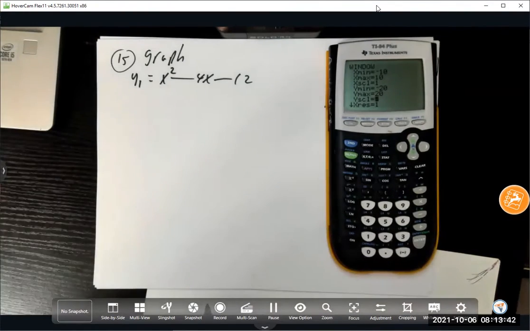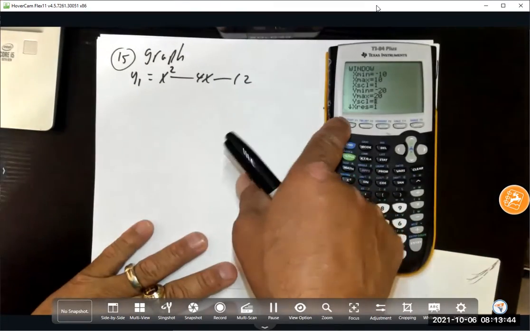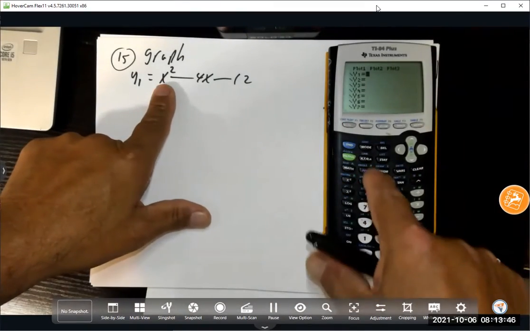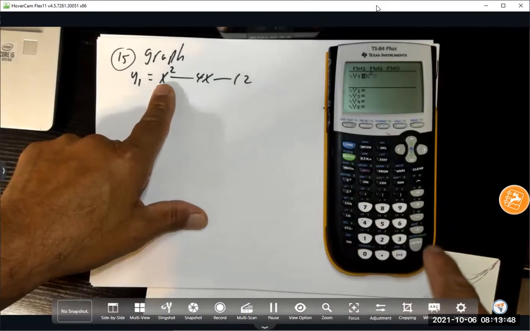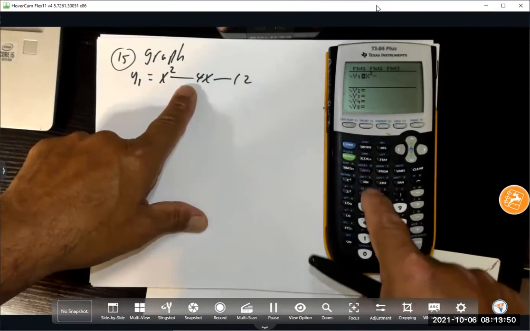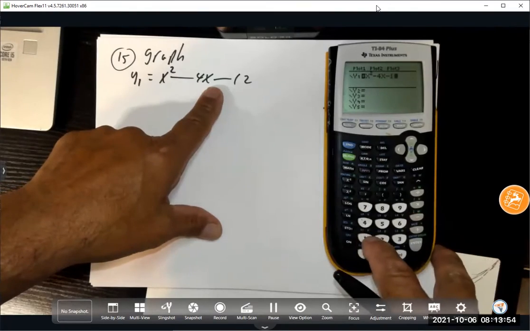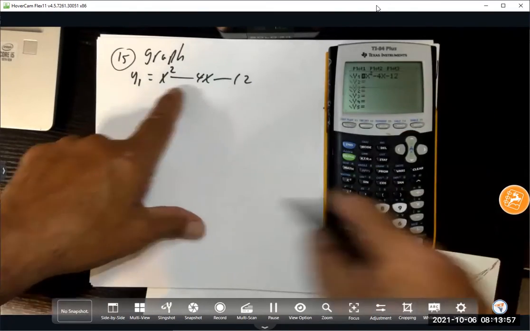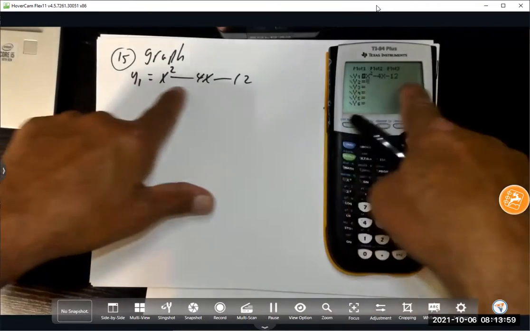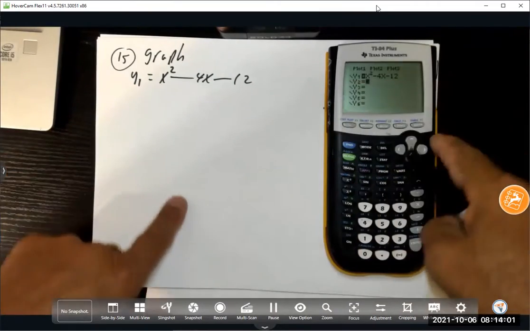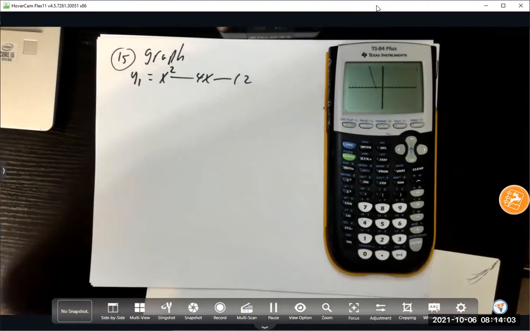Okay, so now once you do that, go ahead and hit Y and then put this in here. You're going to put x squared, big minus sign, 4x. And then big minus sign, 12. Once I got all the numbers in there, did they match? Yeah, they match. All right, now I hit graph, and it should draw it for me.